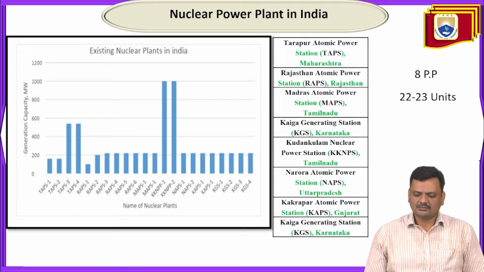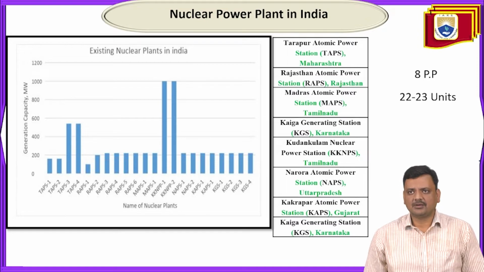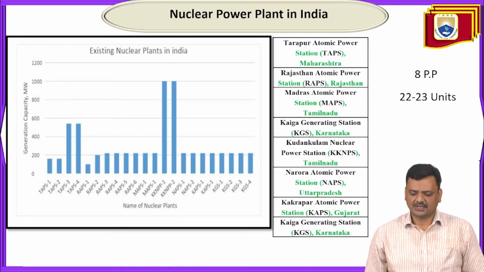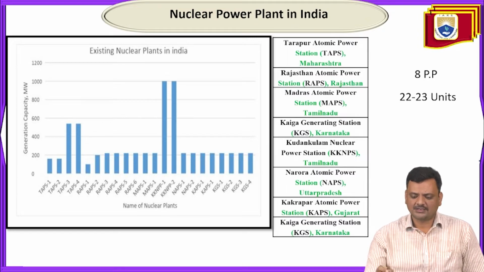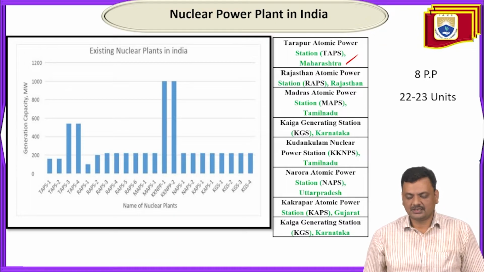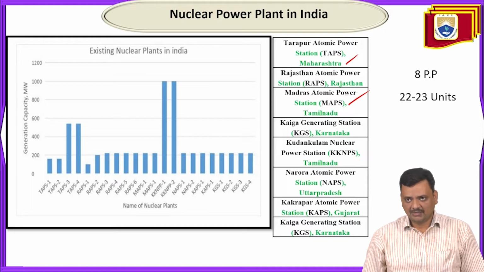So what are the names? It is mentioned here. Tarapur Atomic Power Station. Its short name is TAPS. Some people say Tapas. It is located in Maharashtra. The second one is Rajasthan Atomic Power Station, RAPS, Rajasthan. The third one is Madras Atomic Power Station, Tamil Nadu.